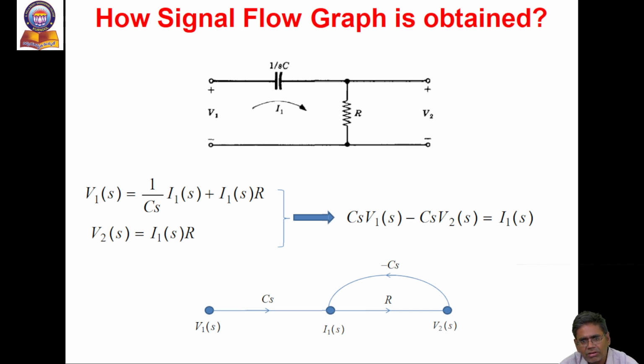I1(s) is equal to Cs into V1(s) minus Cs into V2(s), and I1(s) into R is equal to V2(s). Then that electrical network can be represented by a signal flow graph taking the three nodes: one is the input voltage, then the loop current, and the other is the output voltage.